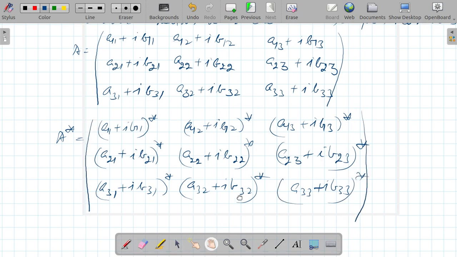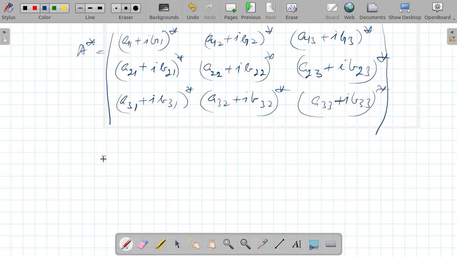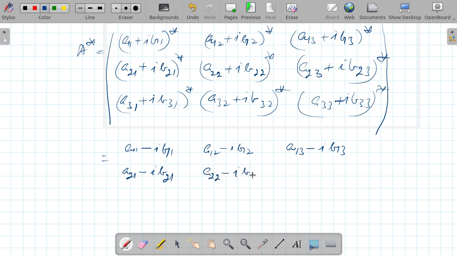And if I take their complex conjugate, then this can be written as A11 minus iota B11, A12 minus iota B12, A13 minus iota B13, A21 minus iota B21, A22 minus iota B22, A23 minus iota B23, A31 minus iota B31, A32 minus iota B32, A33 minus iota B33.